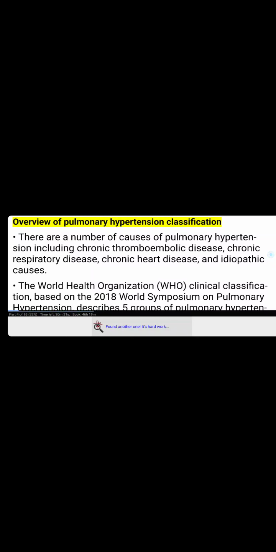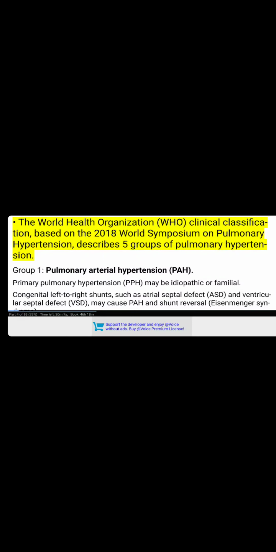Overview of pulmonary hypertension classification. There are a number of causes of pulmonary hypertension including chronic thromboembolic disease, chronic respiratory disease, chronic heart disease, and idiopathic causes. The World Health Organization (WHO) clinical classification, based on the 2018 World Symposium on Pulmonary Hypertension, describes 5 groups of pulmonary hypertension. Group 1: pulmonary arterial hypertension (PAH). Primary pulmonary hypertension (PPH) may be idiopathic or familial. Congenital left-to-right shunts, such as atrial septal defect (ASD) and ventricular septal defect (VSD), may cause PAH and shunt reversal.